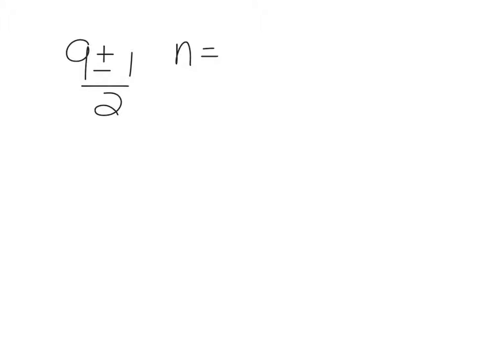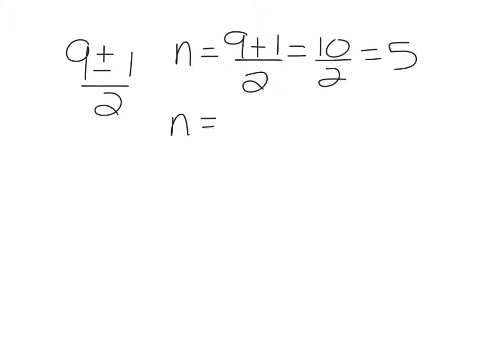So in this case, n is going to be equal to 9 plus 1 over 2, which was 10 over 2, which would be 5. And the second root will be n is equal to 9 minus 1 over 2, which will be 8 over 2, which will give us 4.